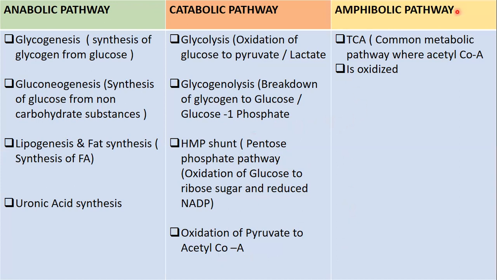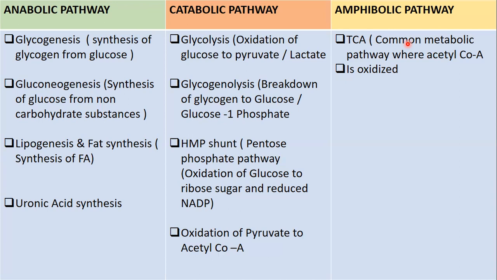Coming to the amphibolic pathway, it consists of both anabolic and catabolic. This is concerned only with the TCA cycle, which is the metabolic pathway where acetyl-CoA is oxidized. The TCA cycle's other names are the citric acid cycle or Krebs cycle, and we know it is the common metabolic pathway where our acetyl-CoA is oxidized.